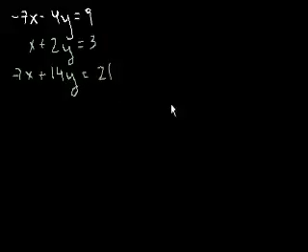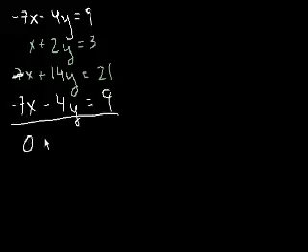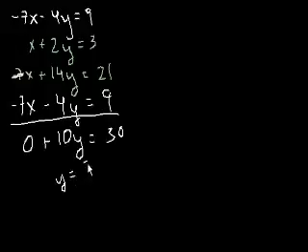Let's write that first equation down again: minus 7x minus 4y is equal to 9. And now we just add. This is a positive 7x. It just almost looks like a negative, though. Okay, so that's 0. 14y minus 4y plus 10y is equal to 30. y is equal to 3.